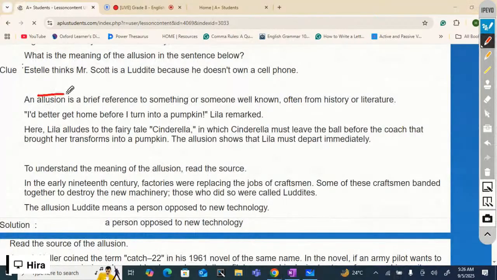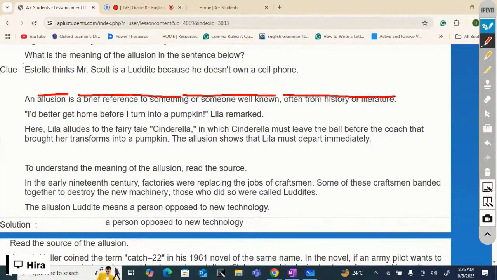Allusion is a brief reference to something or someone well known, often from history or literature. An allusion is a brief reference to something or someone well known, meaning popular, famous, often from history or literature. You use a word, a phrase, a sentence which gives brief reference to something or someone well known from literature or history. This technique is called allusion. This is also a writing technique.